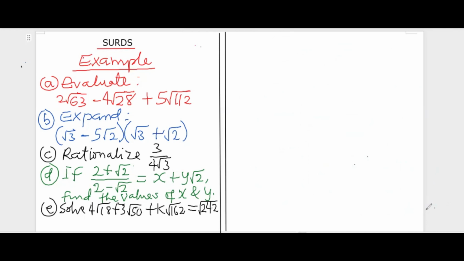In E, we are asked to solve an equation. We are given 4 root 18 plus 3 root 50 plus k root 162 equals the square root of 242. I told us how we simplify surd the other time.